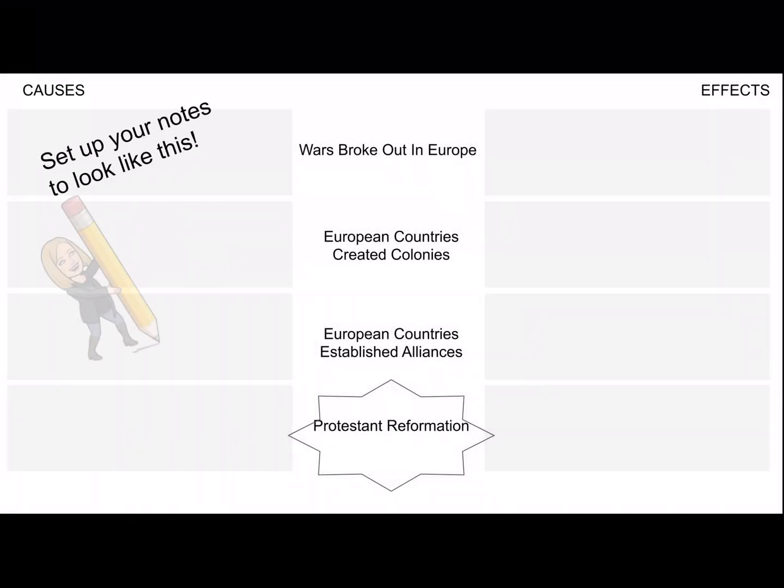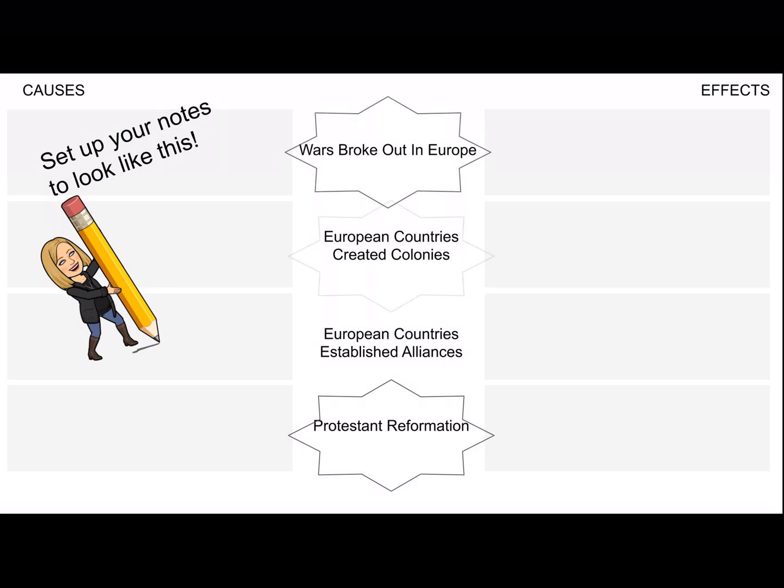So here's what we need you to do. We want you to set your notes up so they look just like this. On a piece of paper, on the left-hand side, you need to write causes, and you should have 4 boxes. And on the right-hand side, rather, you're going to have the effects. And then in the center, we want you to write in the following. Wars broke out in Europe, European countries created colonies, European countries established alliances, and Protestant Reformation. So take a moment, pause right now, and set up your page.